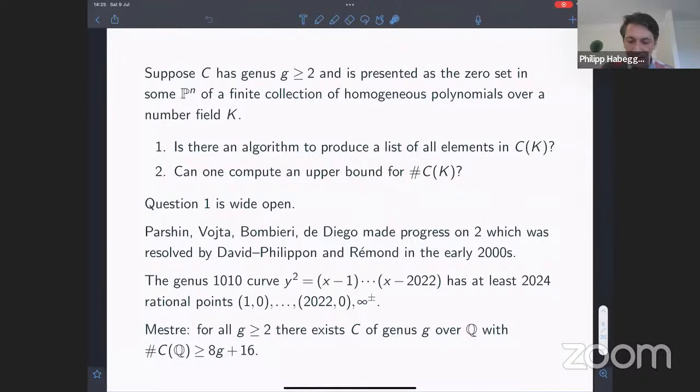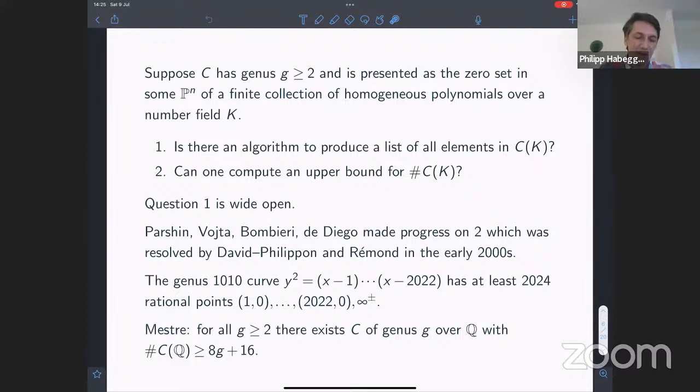And as you can see, there are at least 2024 rational points, just by plugging in the integers between 1 and 2022, y equals 0. And the point at infinity; there are 2 points at infinity in this particular case. So we get at least this many points. And this simple-minded example can be made more sophisticated.